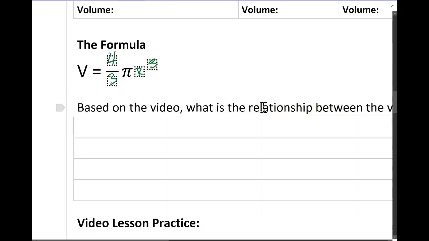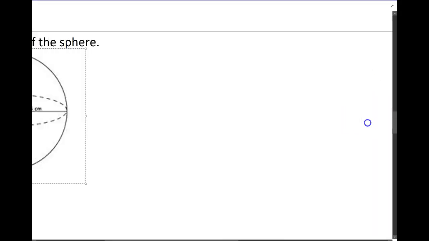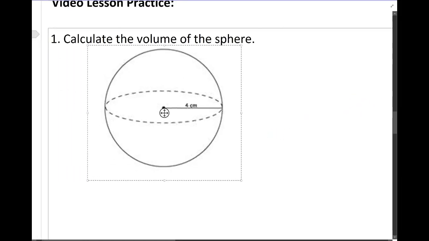So again, just as we've done before, we're just going to start every single time by drawing and labeling a picture. Second step, we're going to write a formula. Third step, substitute in values for the variables that we know, and then we're going to circle our final answer. So the exact same thing we've been doing with all these other shapes, just with a slightly different formula. So first thing, it wants us to calculate the volume of the sphere. Well, first step is draw and label my picture. I've already got the drawn and labeled picture, so that is complete.